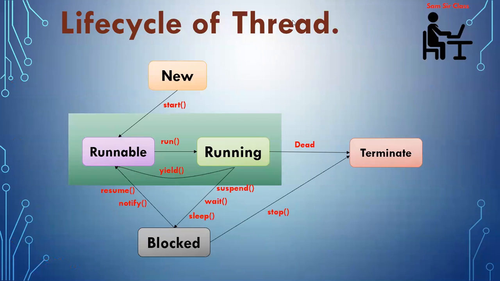Now we'll come to the life cycle of a thread. The life cycle of a thread means that one thread can be in any of 5 states: new state, runnable state, running state, blocked state, and terminated state. One thread can be present in any one of these states in its lifetime. Let's understand this with an example.